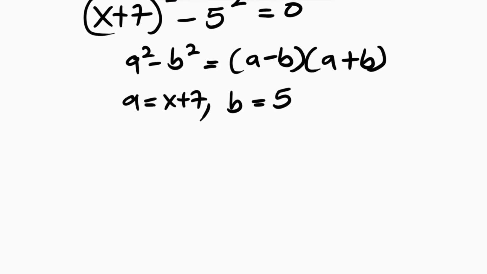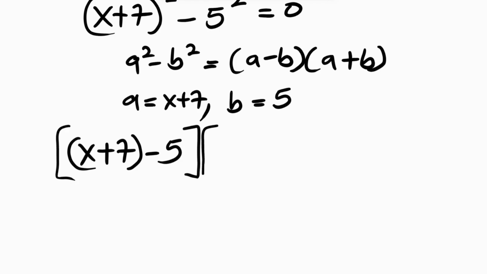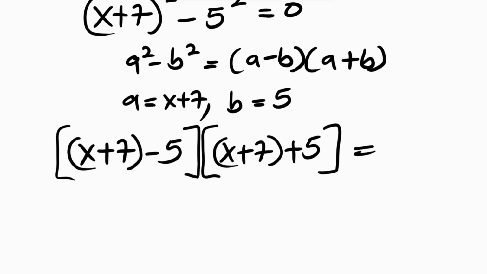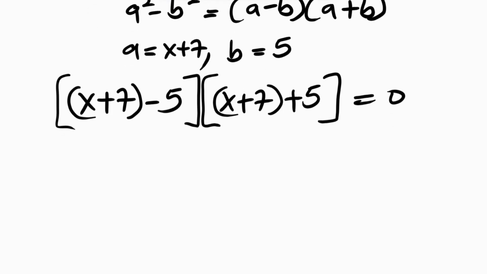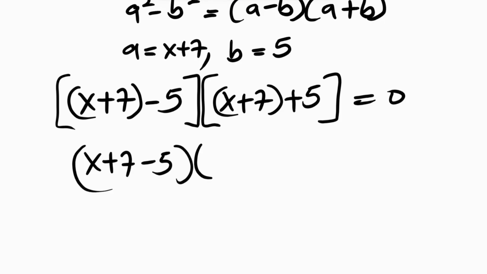So now we have (x + 7 − 5) and then we also have (x + 7 + 5) equals 0. So (x + 7 − 5) into (x + 7 + 5) equals 0.